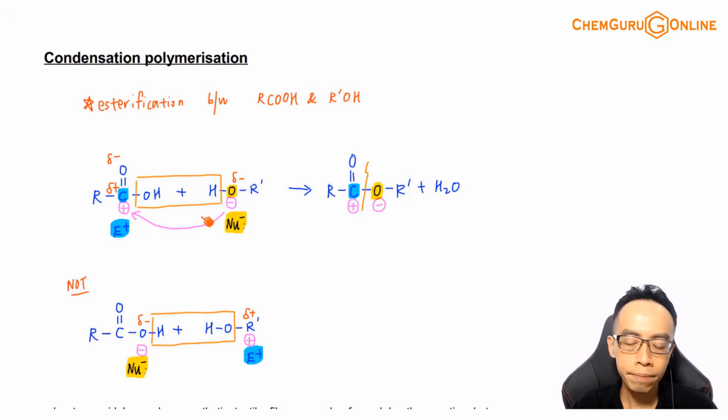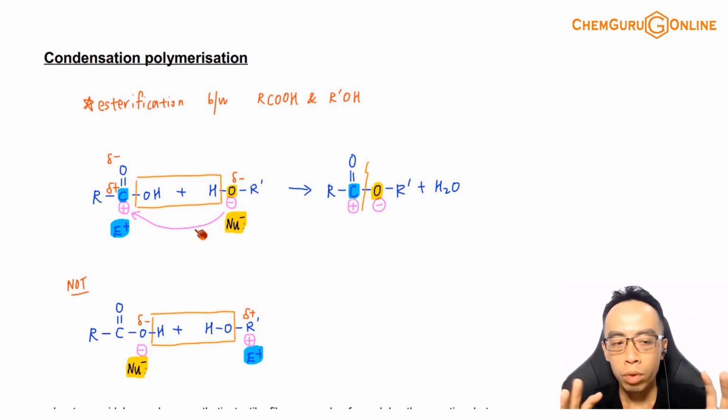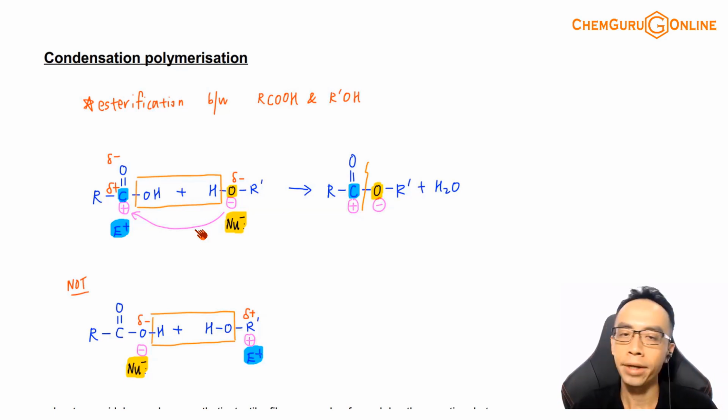We're not so interested in that. It is related to mechanism, but we are not zooming into detail. We're not interested in how many steps are there in the mechanism, which step is fast or slow, how do I draw the arrow pushing, and then what are all the intermediates that are being formed. We're not interested in that. I'm just interested in, during this reaction, who is the E plus and who is the Nu minus.